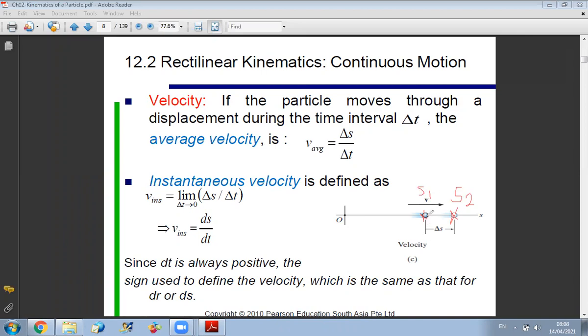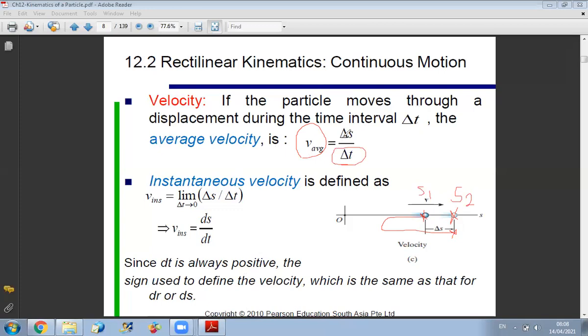Now, even if you do this, so maybe you do this and you go back, delta S is the same. So if delta T is the same, then the average velocity will be the same. But of course, the average speed will not be the same. So we'll see in the next slide what is the difference between average velocity and average speed. So the average velocity will not take into consideration the path of motion. It will just take into consideration the displacement during the time.